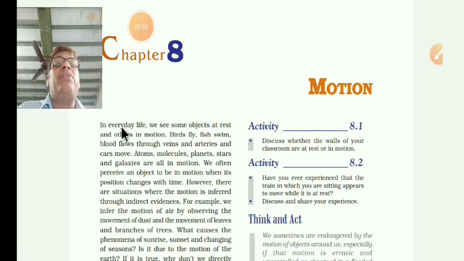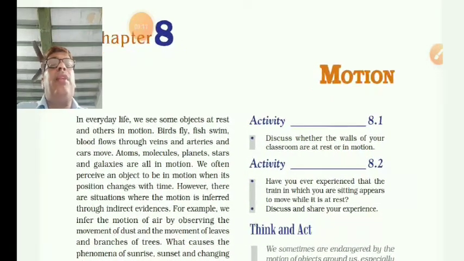Now we'll see the explanation of the text lines. In everyday life, we see some objects at rest and others in motion. Some objects are at rest, like stones, trees, and other things, but others are in motion: cars, vehicles, birds. Here are some examples. Birds fly, fishes swim, blood flows through the veins and arteries, and cars move. These are all in motion. Other examples are atoms and molecules, planets and stars and galaxies, groups of stars and planets. All of these are in motion.